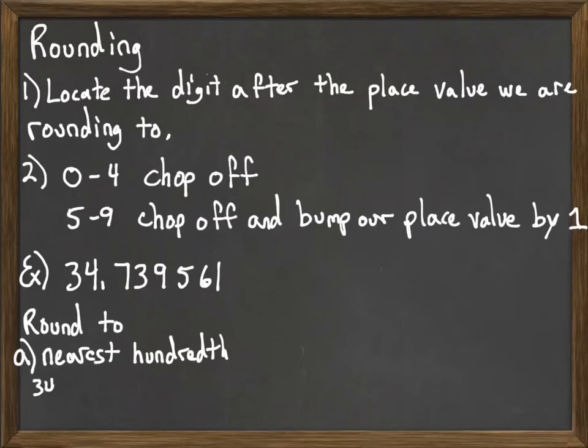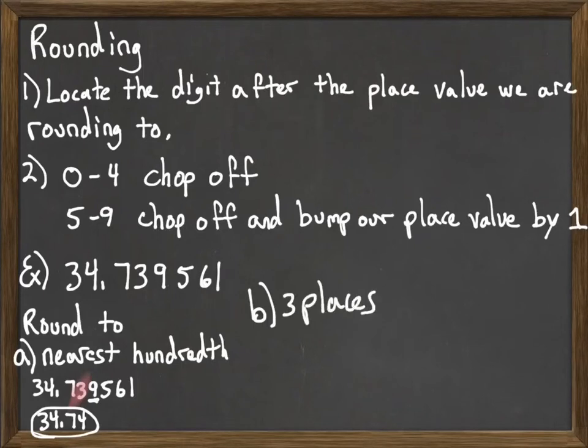So writing my number down here, I'm going to mark off the hundredths place, which is my 3 there, 34.73, and then I'm going to underline the place that follows it, which is a 9. And so in this case, that's a 5 through 9, so we're going to chop everything from that point onward off, and we're going to bump our number. And so we'll get 34.74, or reading it properly, 34 and 74 hundredths.